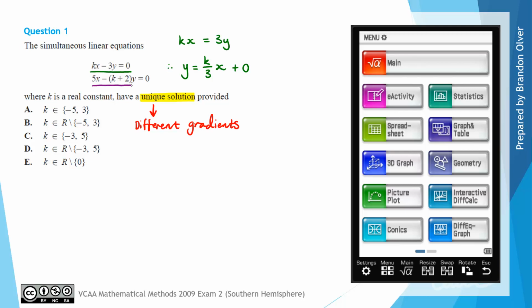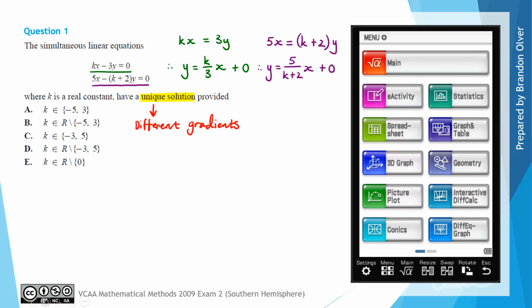For our second equation in this system, we want to add the k plus 2y to both sides. So that will give us 5x is equal to k plus 2 in a bracket times y. So therefore, to get y by itself, we're going to divide both sides of the equation by k plus 2. So we're going to have 5 divided by k plus 2 times x. And then technically there's a plus 0 there, but again, as discussed before, that's not relevant for this particular question.